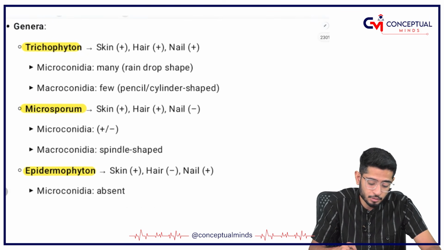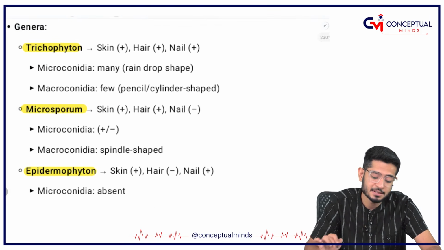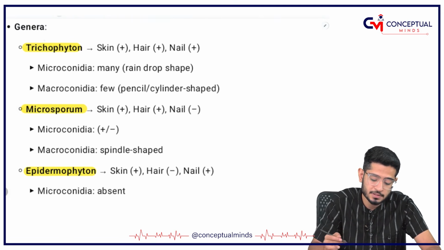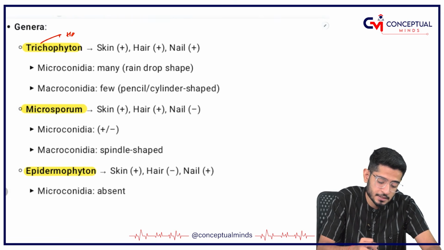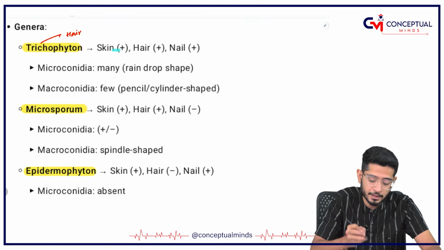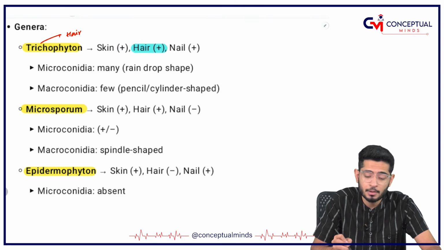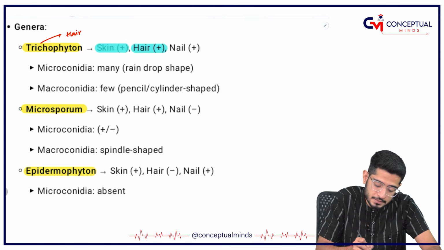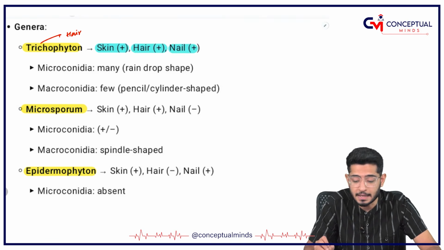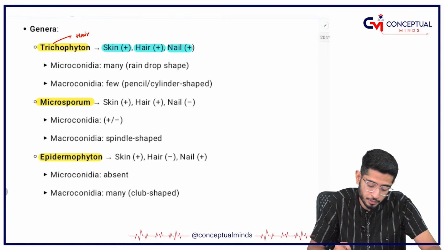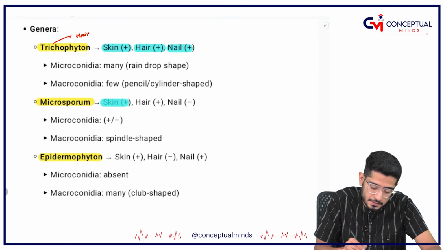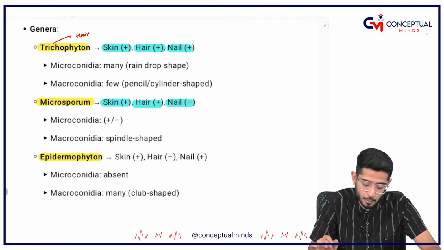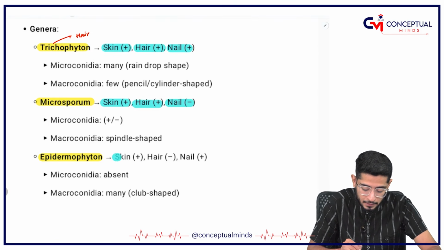Coming to Trichophyton, my dear friends, please understand tricho means hair. So first of all, Trichophyton involves the hair, but Trichophyton also involves the skin and the nail. But Microsporum involves the skin and the hair, but does not involve the nail. Whereas Epidermophyton involves the skin and the nail, but does not involve the hair.